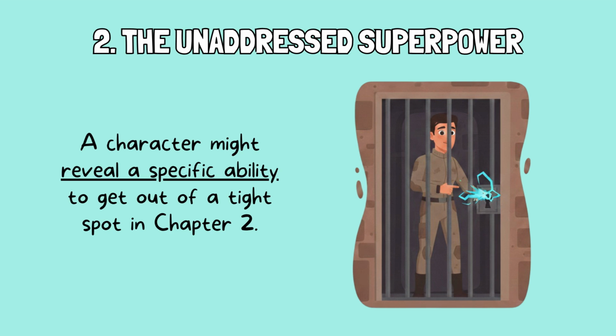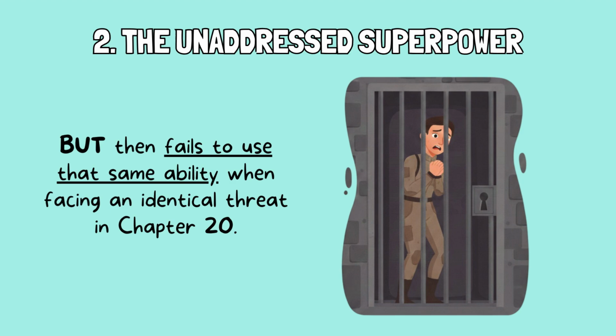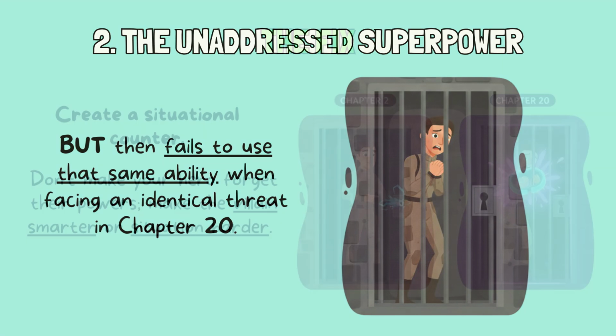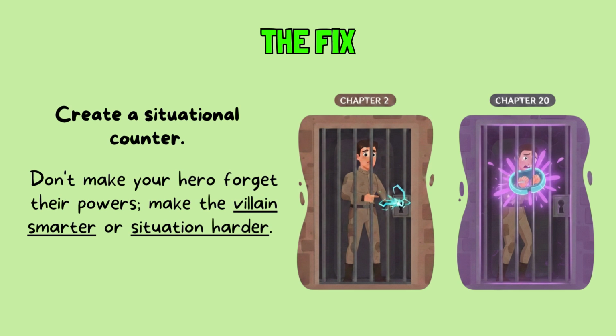Number 2, the unaddressed superpower. This is a cousin to the magic solution. In fantasy or sci-fi, a character might reveal a specific ability to get out of a tight spot in Chapter 2, but then fails to use that same ability when facing an identical threat in Chapter 20. The fix: create a situational counter.